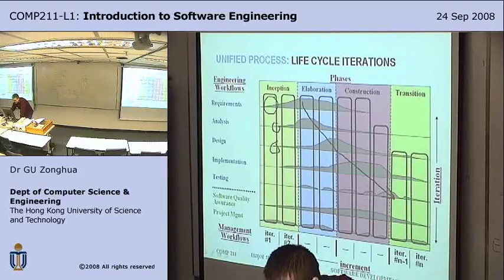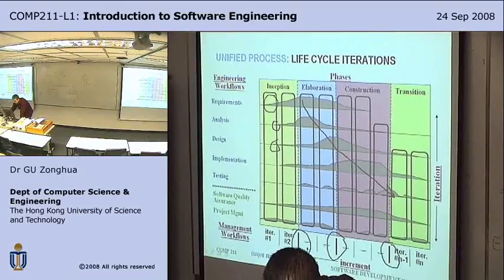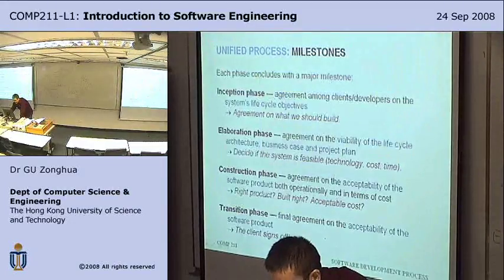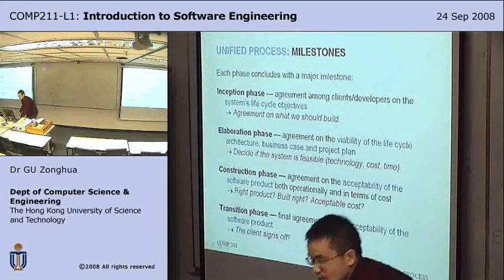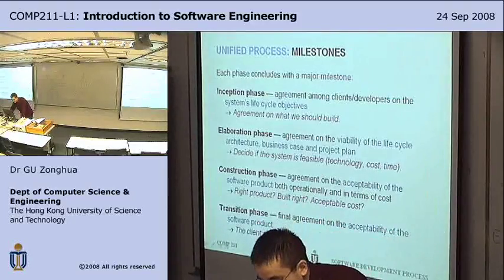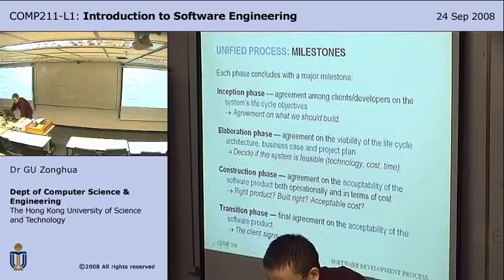And at the end of every phase, you have a milestone. Inception phase, elaboration phase, construction phase, and finally you're done. So the milestones are what we mentioned just in the last slide. Inception phase, agreement on the lifecycle objectives. Elaboration phase, determine feasibility, and construction phase, determine acceptability. These are milestones.